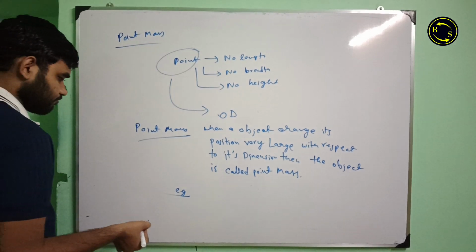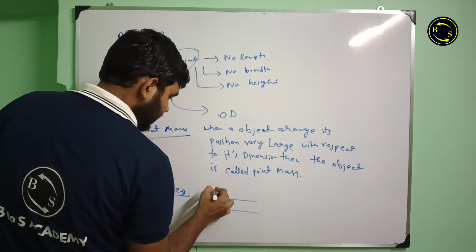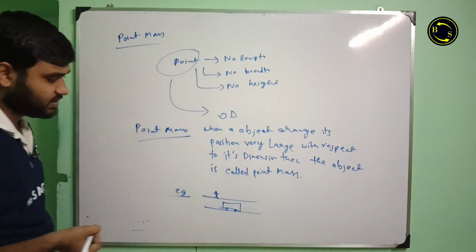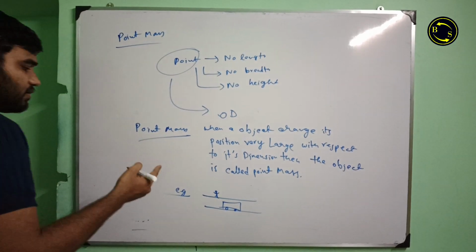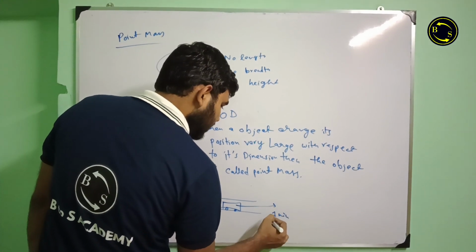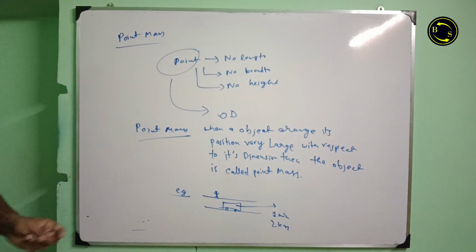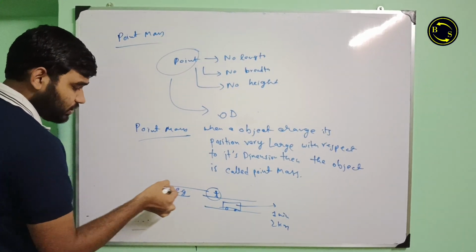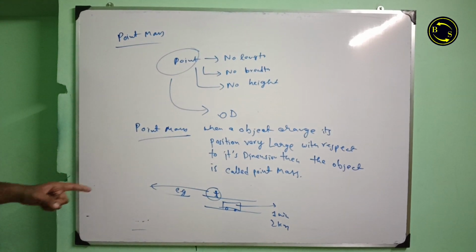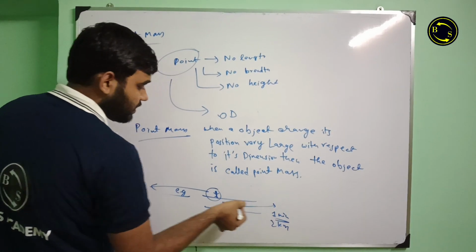Let there is a station, a man is standing here, and there is a high speed train, or we can say the bullet train, which is running over the track. Then the bullet train within 1 minute, let's say covers 2 kilometers. Okay. And with respect to the bullet train, this man also covers 2 kilometer distance towards the left. So the man changes position within very short time.